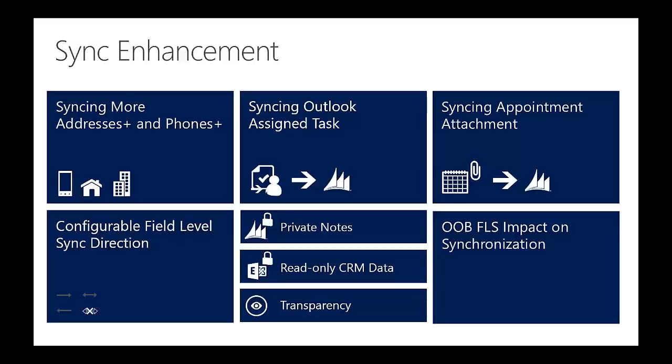So if we talk about the more addresses and phones, well, before it was 6, now it is 10 phone fields. Before it was 1, but now it is 3 mailing addresses. And we have the 3 emails as well.